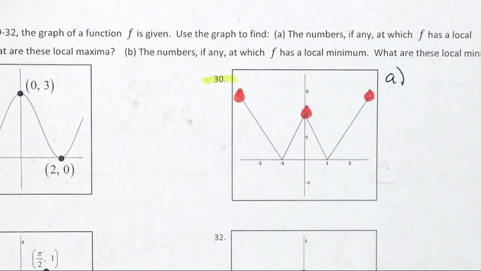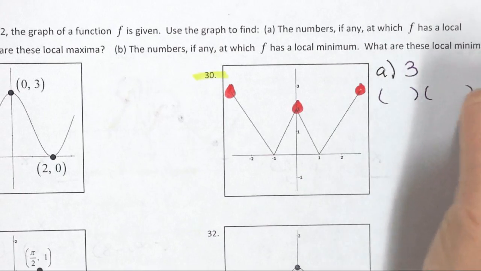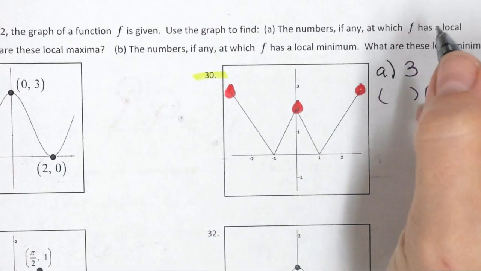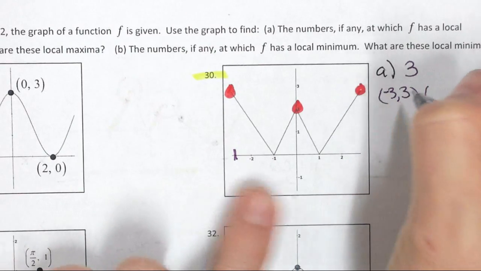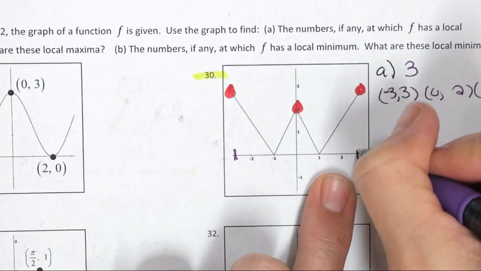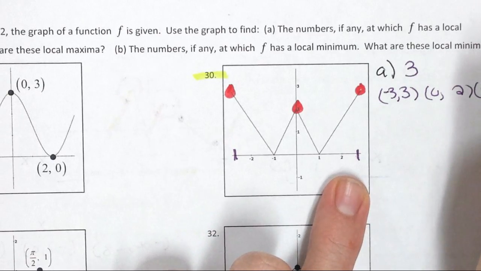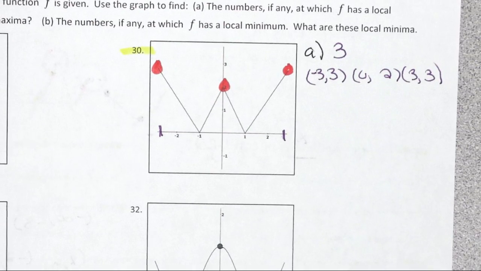How many you got? 3, because there's no arrows. Otherwise, I would agree with just 1. So I'm going to write there are 3 of them, and then I'm going to go list what all 3 of them are. So it looks like this is probably negative 3 over here. So negative 3, 3, 0, 2, and 3, 3. These are actual ordered pairs. These are not intervals. So these are x comma y's.